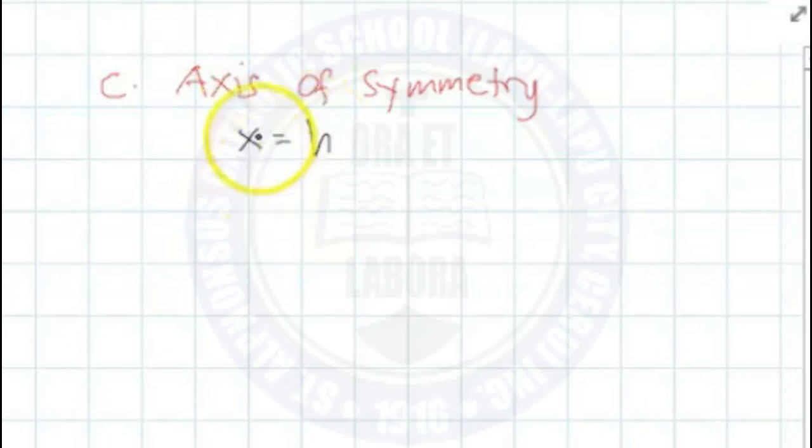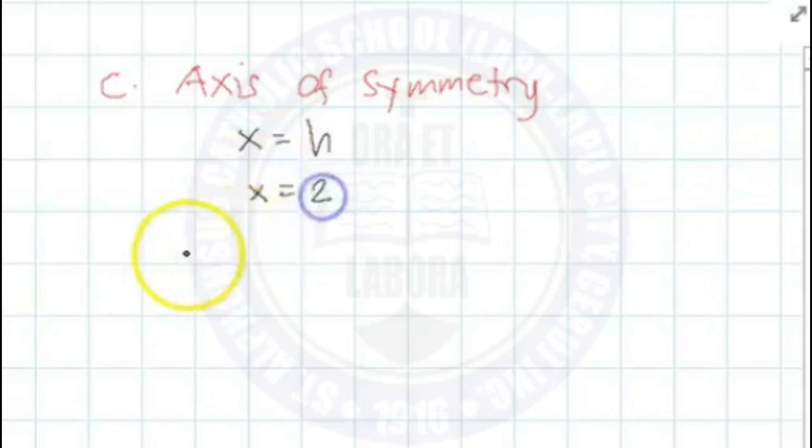X stands for the axis of symmetry, meaning this is the place where our graph will turn, the turning point of our graph. So x equals h, and our h is 2. Therefore, our axis of symmetry is 2.